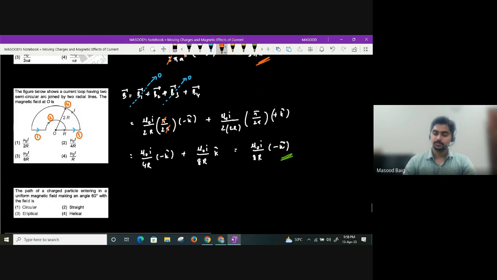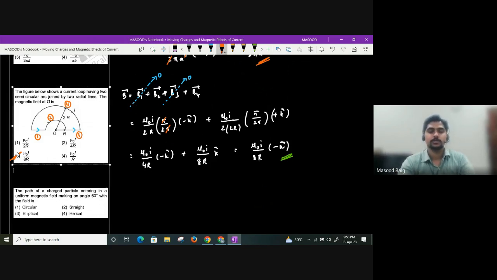Clear, everyone? Yes or no? Mu naught I by 8r will be the answer. How will the magnetic field be? Inwards, perpendicularly inwards, guys.